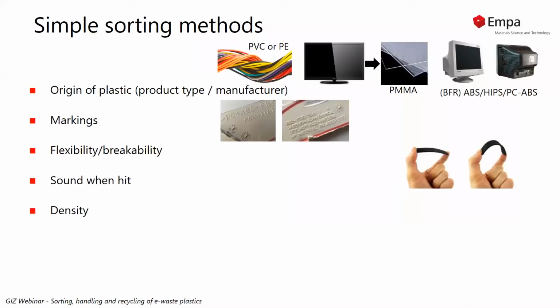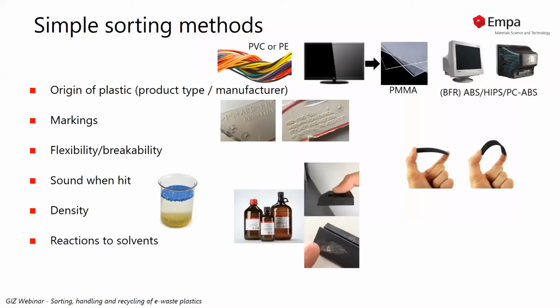Density, so different types of plastics have a different density. So using water or water combined with salt, you can actually differentiate between different plastics and sort them. As you can see in this example, there is the reaction to solvents, which will help you to identify a certain set or even a single type of plastic. So there are some solvents which are very specific. So if you use this and have a reaction on the plastic, you know exactly what type of plastic you're dealing with.